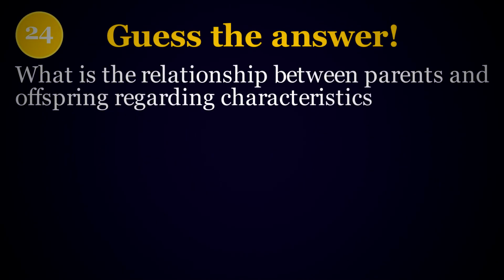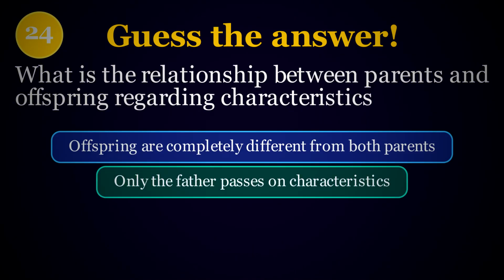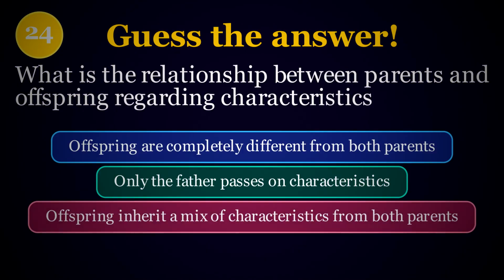What is the relationship between parents and offspring regarding characteristics? Offspring are completely different from both parents. Only the father passes on characteristics. Offspring inherit a mix of characteristics from both parents.